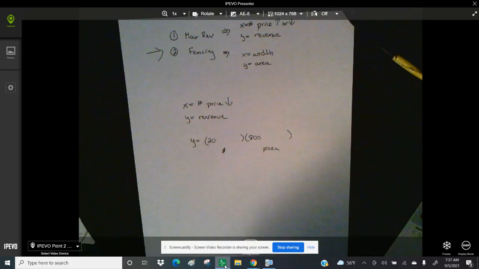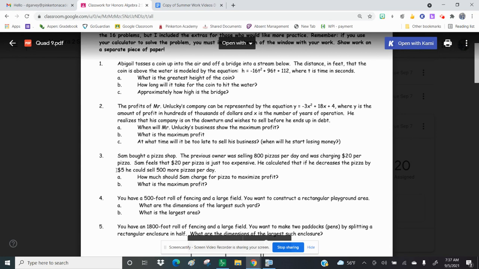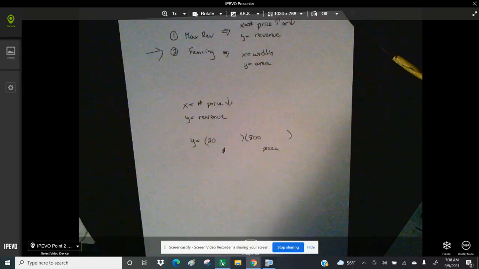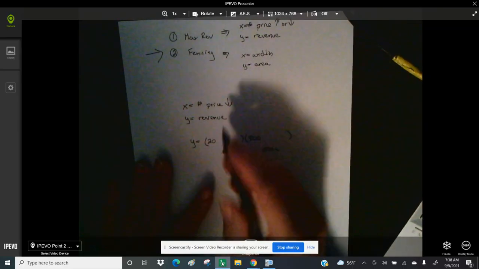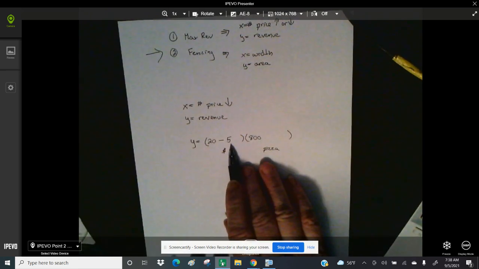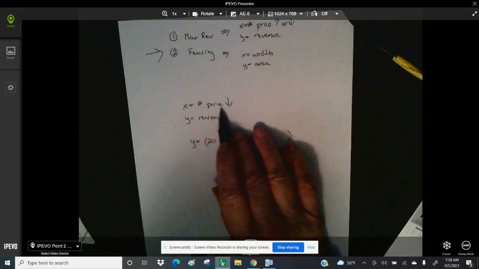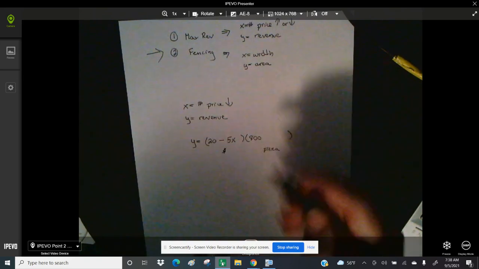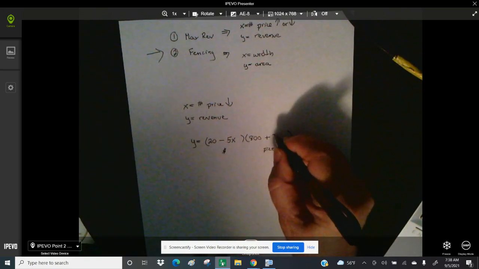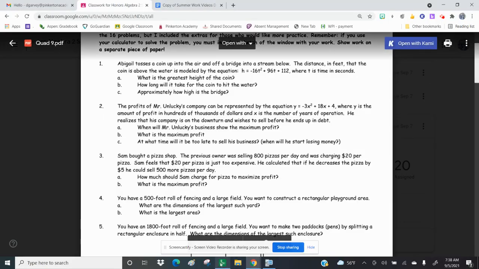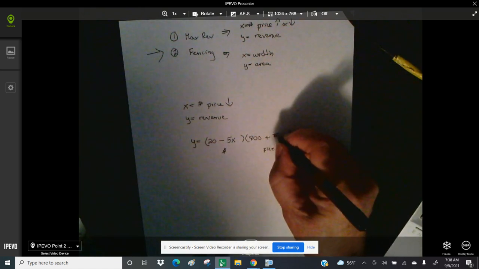But he's thinking of making a change. He found out that if he decreases his price by $5, he could sell 500 more pizzas. So he's going to decrease. Here's the money. He's going to decrease by $5. But again, we don't know how many decreases he's going to do. x is the number of price decreases. So he's going to decrease by this amount, and when he does that, he's going to increase by 500 pizzas.